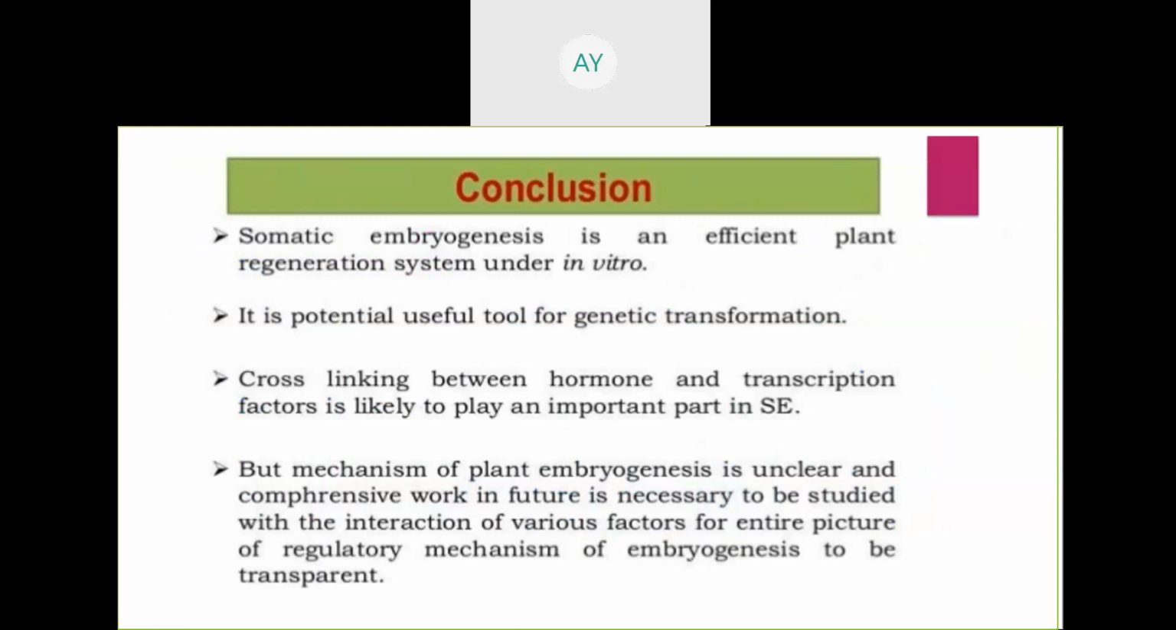What is the meaning of in vitro? It means in lab conditions, we can rapidly multiply the same plant population with the same quality, without infection of virus, bacteria, or fungus. It is a potentially useful tool for genetic transformation, meaning we can easily transform genes through the somatic embryogenesis method. Cross-linking between hormones and transcription factors is likely to play an important role in somatic embryogenesis.